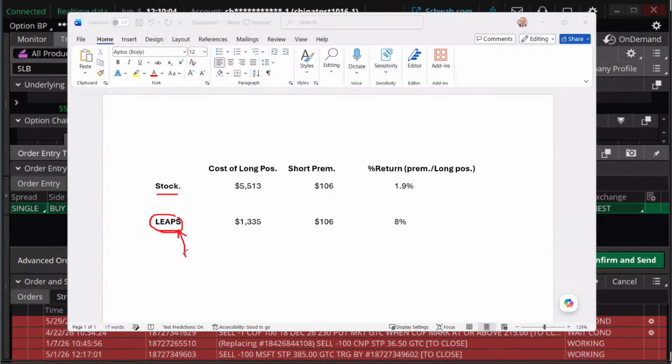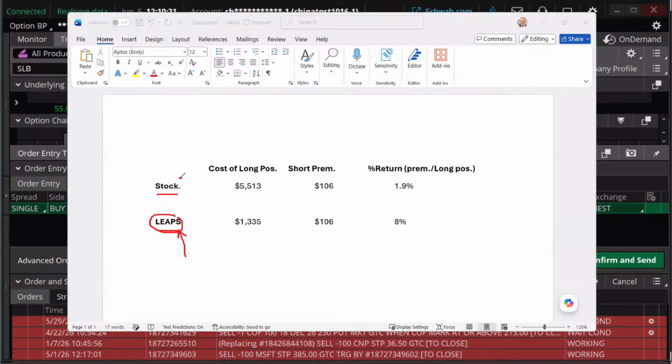So you're missing out a little bit in that regard. And so there are some differences there. But I just need you to realize this is a way, if you don't want to tie up quite as much capital on that, you can do this.